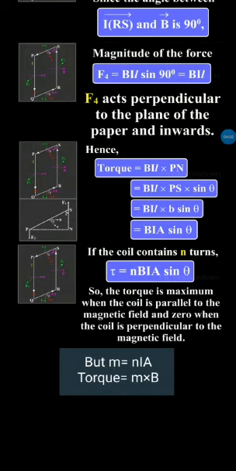So the torque is maximum when the coil is parallel to the magnetic field, because the angle between them will be 90 and it will be equal to NBIA, and it will be 0 when the coil is perpendicular to the magnetic field, because the angle will be 0 and therefore the torque will be 0.